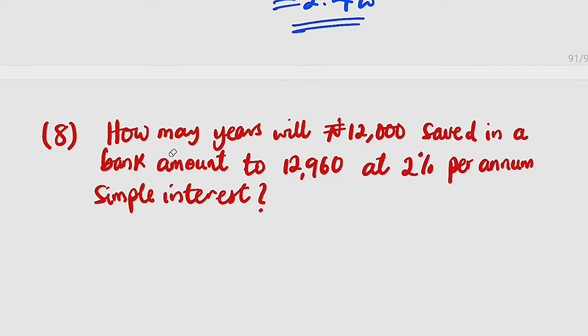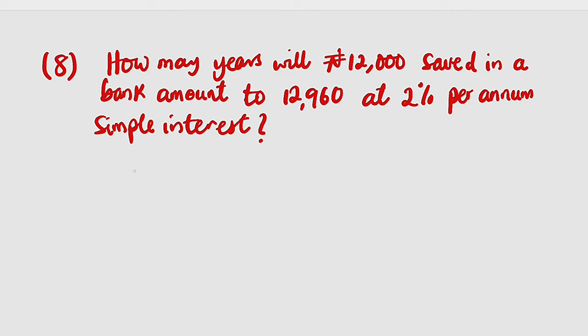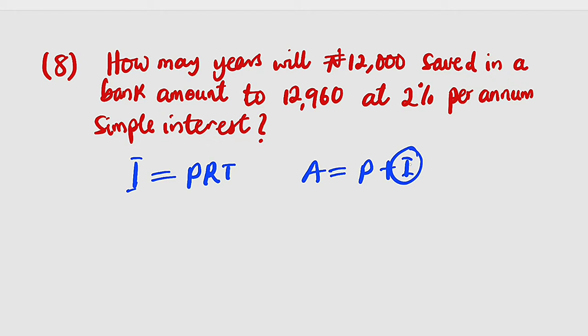Question number 8 reads, how many years will 12,000 naira saved in a bank amount to 12,960 at 2% per annum simple interest? Okay, remember that simple interest is equal to the principal amount multiplied by the rate multiplied by the time, but the amount is equal to the principal amount plus the interest. So since we are looking for the number of years T here, I think we can make I here the subject, then we plug it here to the left of this equation.